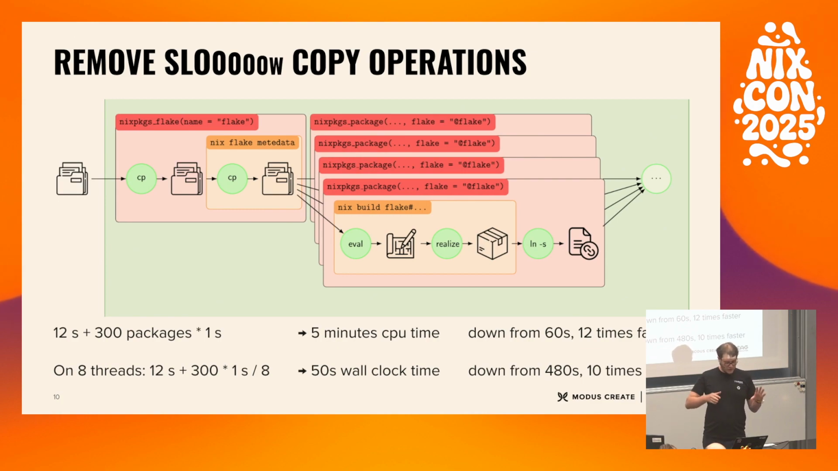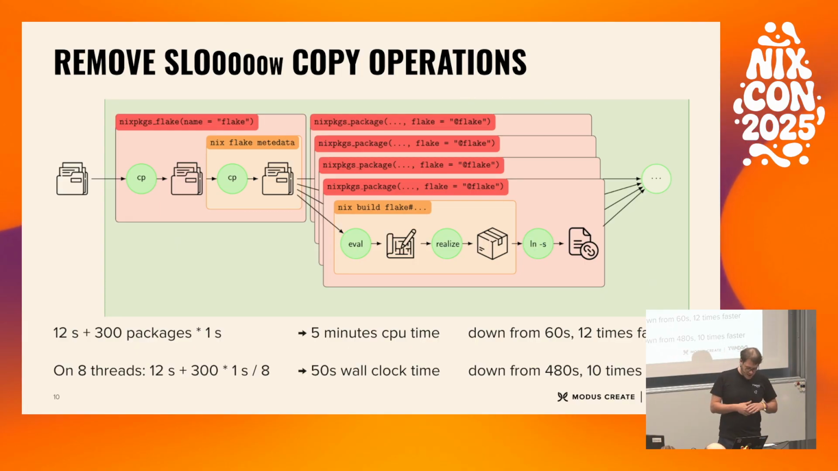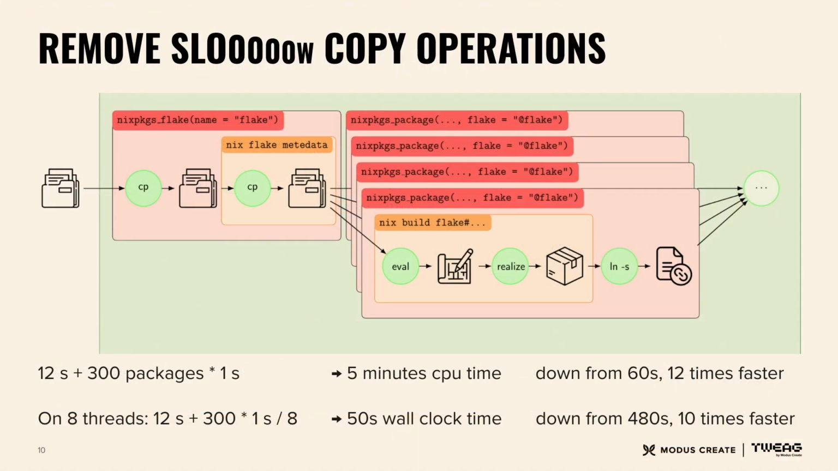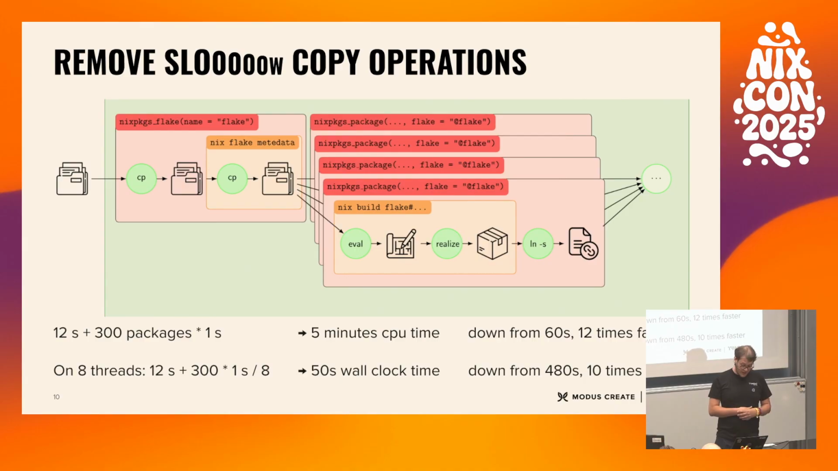So now we've gone from 300 times 13 seconds to 12 seconds plus 300 times 1 second. Okay, we are down to 5 minutes of CPU time from 60 minutes. It says seconds, sorry. And if you parallelize that, of course you need to pay the first 12 seconds because you can't parallelize anything if you don't have the inputs. But afterwards, you can parallelize this 300 times 1, which is much faster. We get like 50 seconds wall clock time. That's an improvement, and it was kind of easy, of course.